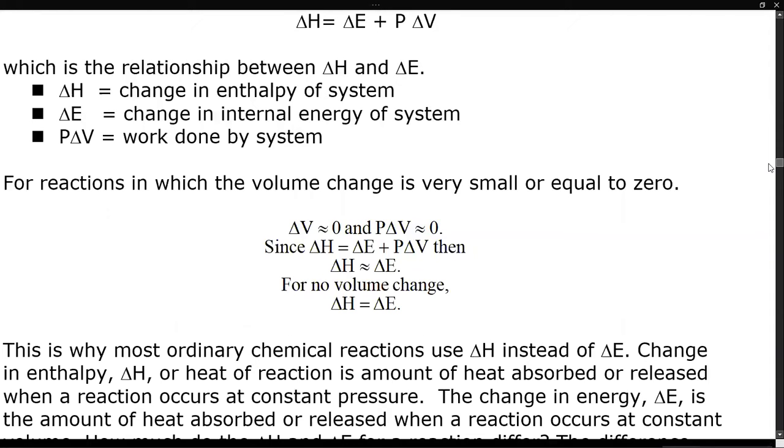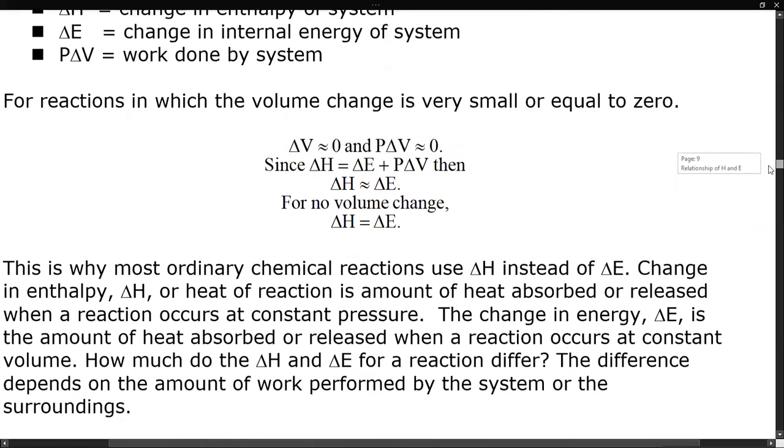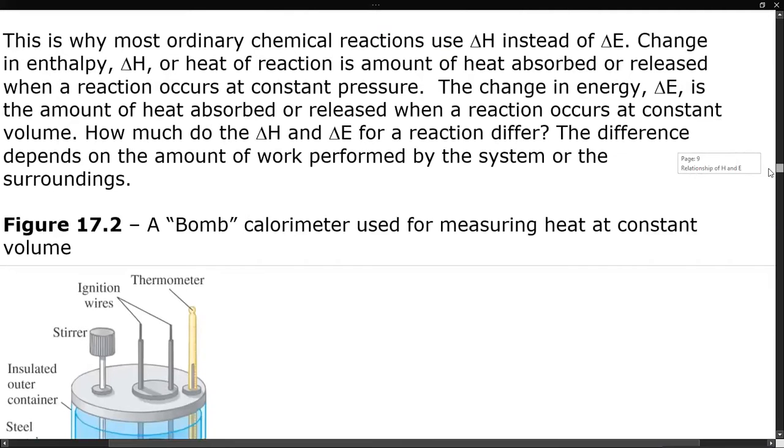If the volume change were exactly zero, they would be equal. And that's the assumption, at least at this level of chemistry, that most people make: that the work term is zero most of the time. And we'll do some examples and show you why that is. So we use that as a general rule and use delta H, or the enthalpy or the heat of reaction, instead of delta E.